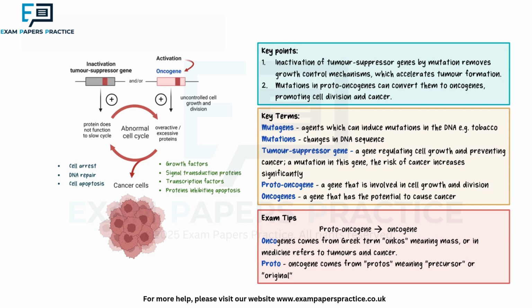A mutation in a proto-oncogene can result in an oncogene that promotes uncontrolled cell division, and this is by bypassing normal cell cycle checkpoints and regulatory mechanisms. When a proto-oncogene is mutated into an oncogene, the affected cell can progress through the cell cycle without proper regulation. This unregulated growth contributes to cancer development.